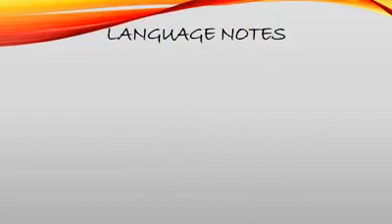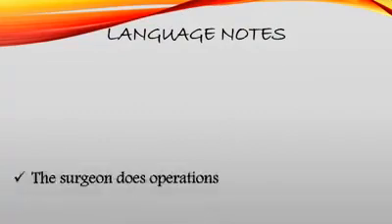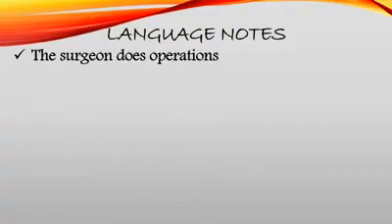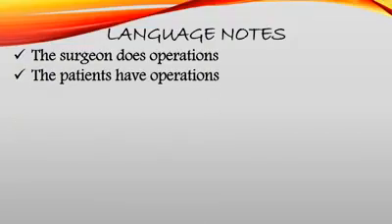And now let's have a look at some of our important language notes in this unit. The first one is a surgeon does an operation. So a surgeon is a person who is doing an operation, not having an operation. But what about patients? A patient is a person who is having an operation. So please don't mix up the two words in your mind.